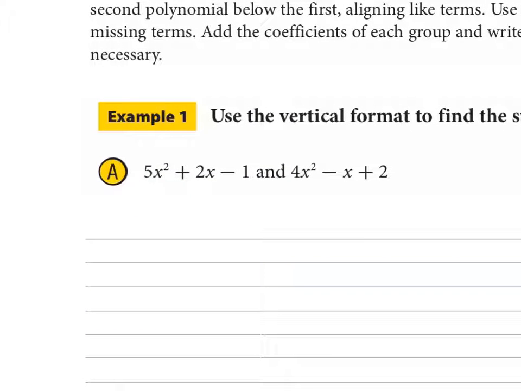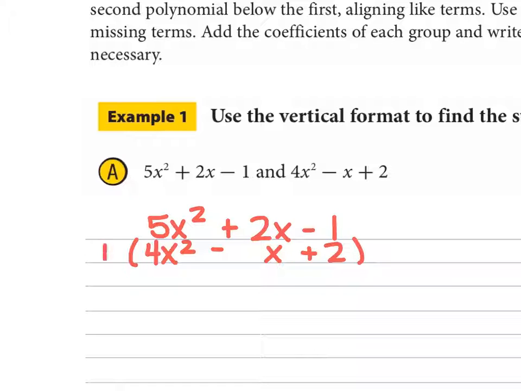So if we look at our first example, 1a, we have 5x squared plus 2x minus 1 and 4x squared minus x plus 2. So the 5x squared plus 2x minus 1 is going to go on top, and then that 4x squared minus x plus 2 is going to go on the bottom, and we're going to add these two. So if you see, I line up my like terms right underneath or on top of each other, so that way I can add these.